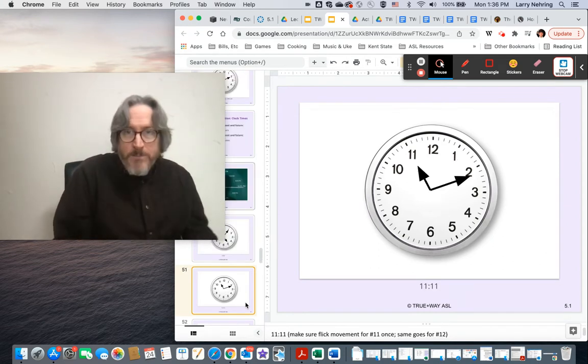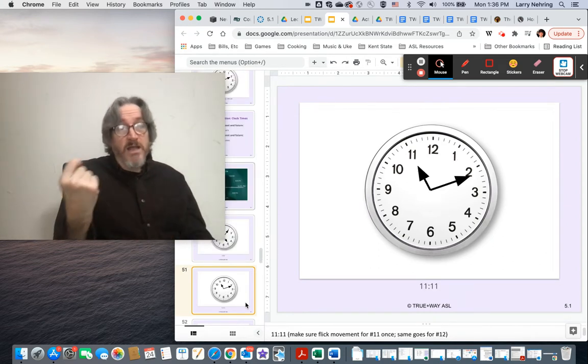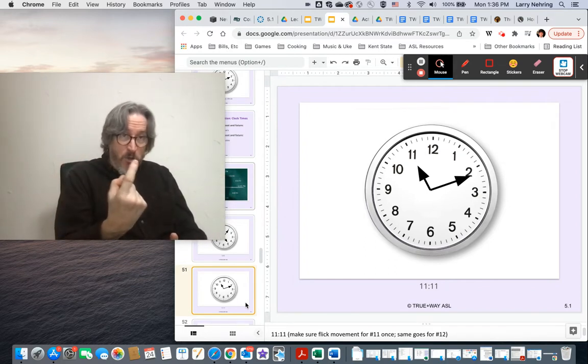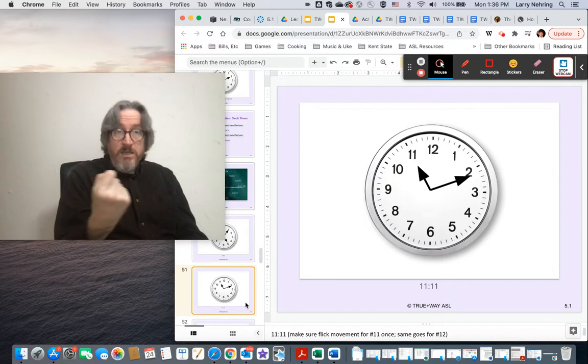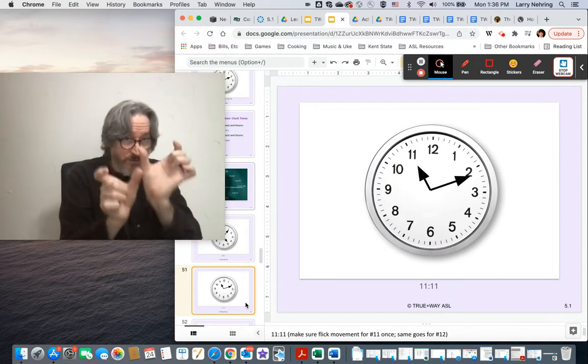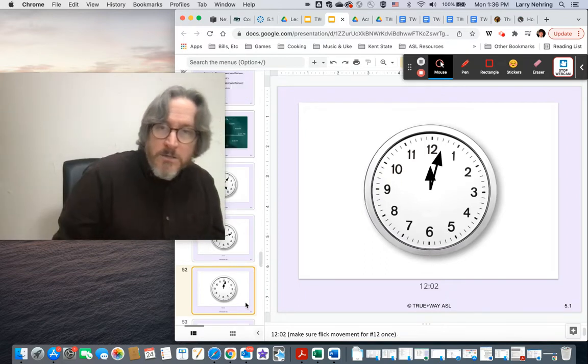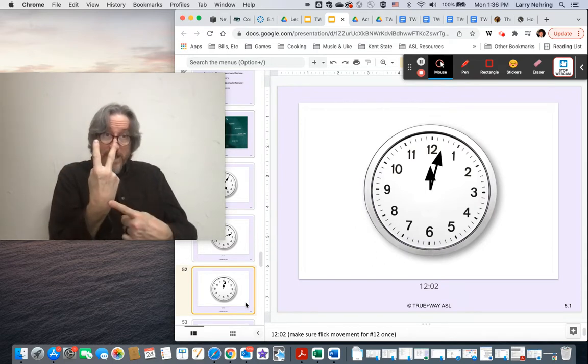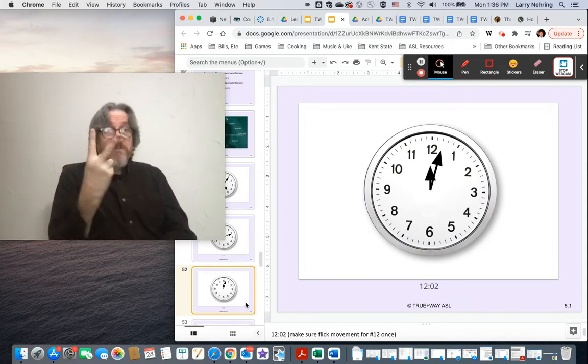Morning, afternoon, whatever you want. 11-11. Time 11:11. And I'm just doing a small move to the outside. So we know we're talking about two different meanings. 12-02, 12, back of hand, 02.